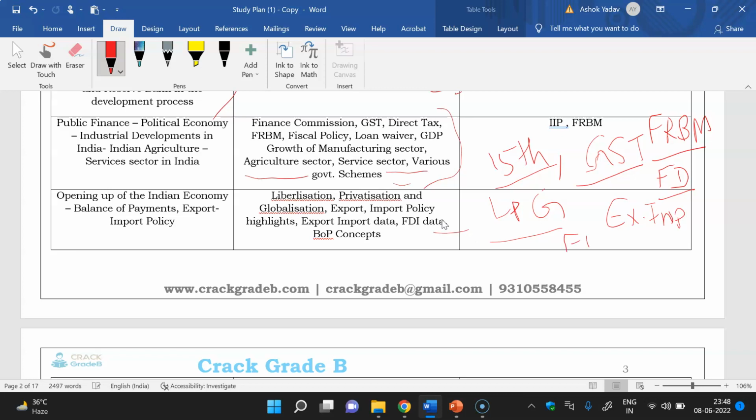FDI related recent updates, means recent news is there, like in the budget they have increased FDI for the insurance sector, I think for LIC disinvestment purpose. So that is important. FDI related annual data specifically is important. Total FDI, and export import data, total export of the country in last year, and annual data you have to cover. Balance of payment related basic concept, but mostly they will ask from current affairs only. So LPG is important from the point of view of descriptive.